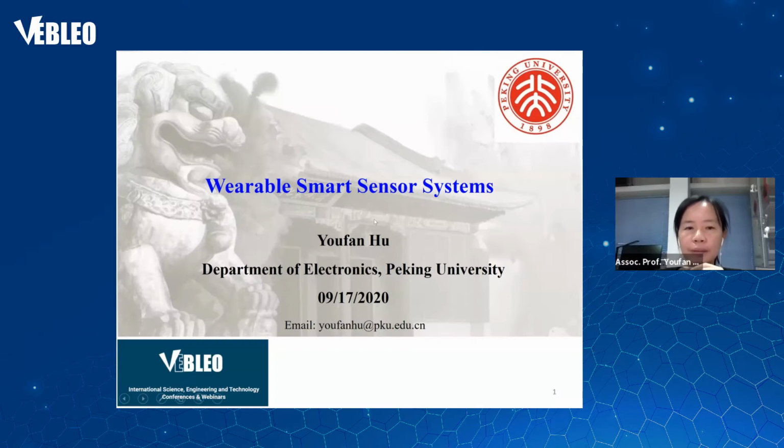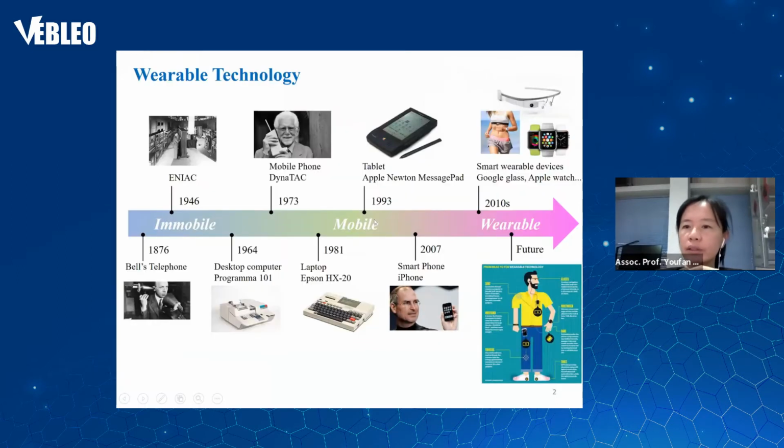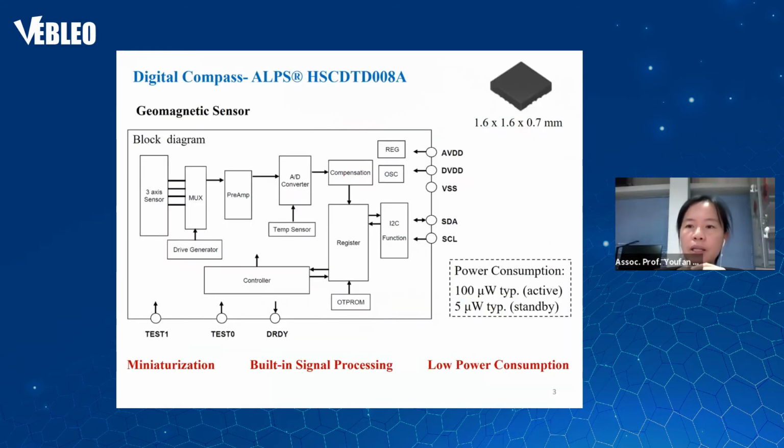First of all, let's take a look at the development of the technology. We see that the forms of electronic devices have changed from immobile forms to mobile ones, and now currently the wearable ones. During this development, sensor technology plays a very important role. So let's first take a look at what the current sensor looks like.